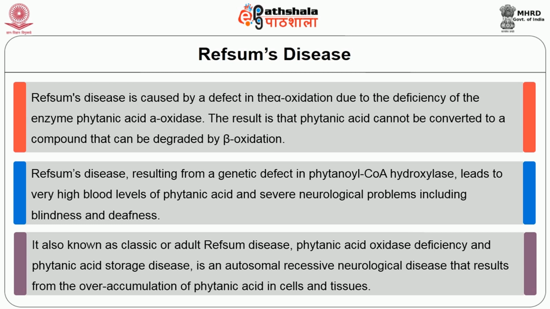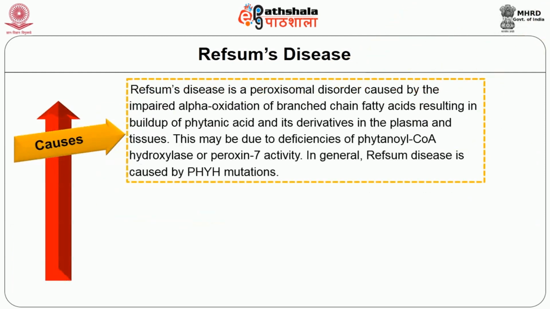Phytanic acid oxidase deficiency and phytanic acid storage disease is an autosomal recessive neurological disease which results from the overaccumulation of phytanic acid in cells and tissues. What are the causes of this Refsum's disease? It's a disorder caused by the impaired alpha oxidation of branched chain fatty acids, resulting in buildup of phytanic acid and its derivatives in the plasma and tissues. This may be due to deficiencies of phytanoyl-CoA hydroxylase or peroxin 7 activity.